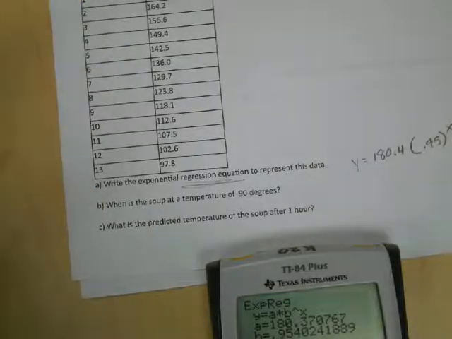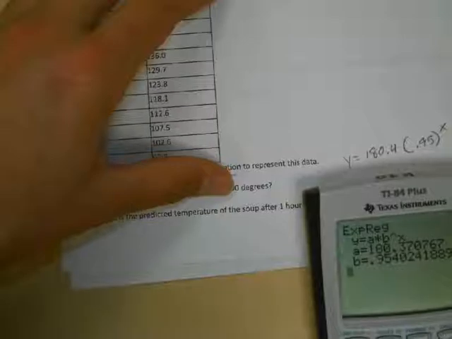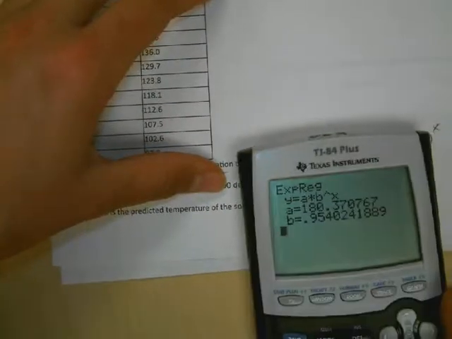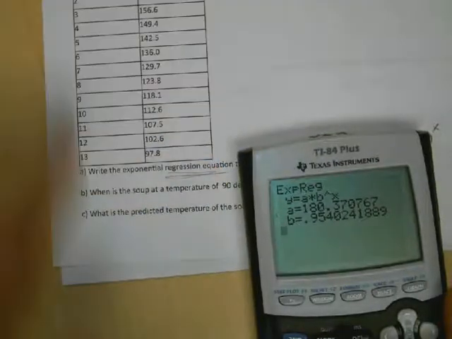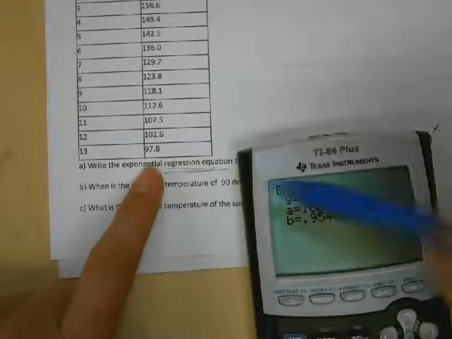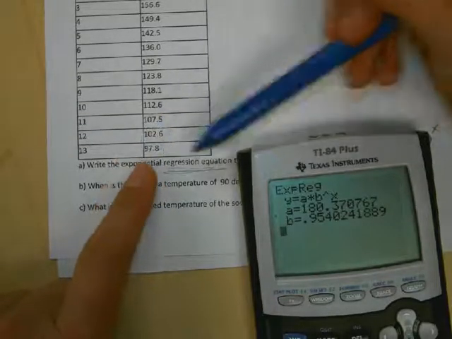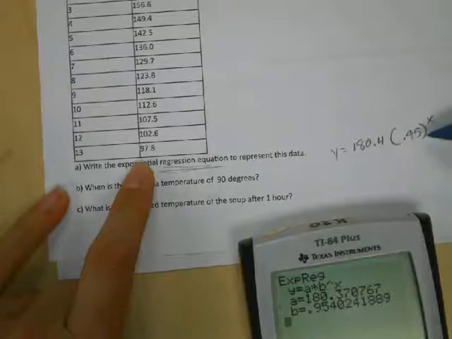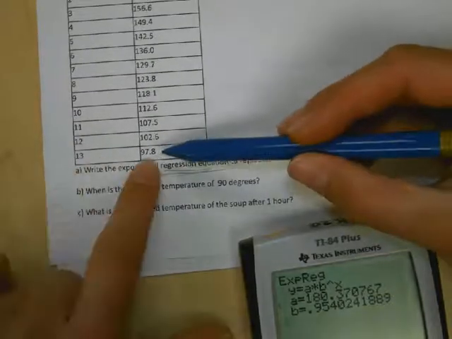And then it says, when is the soup at temperature of 90 degrees? So then, if I wanted to figure that out, the easiest, fastest way to make that happen would be, again, the way I did it before, just to continue this multiplying by the 0.95 each time until I ended up with at least 90.